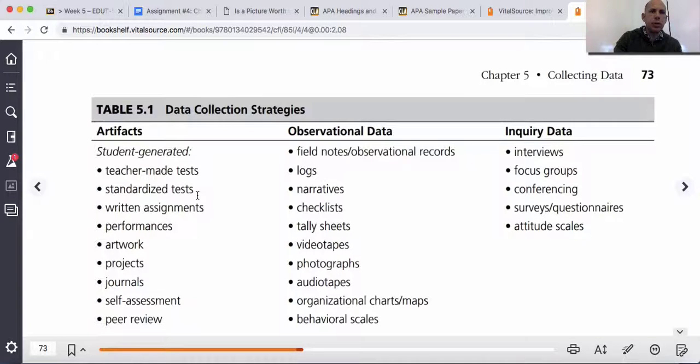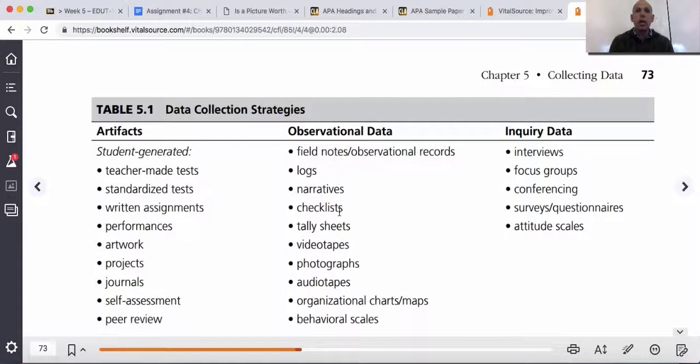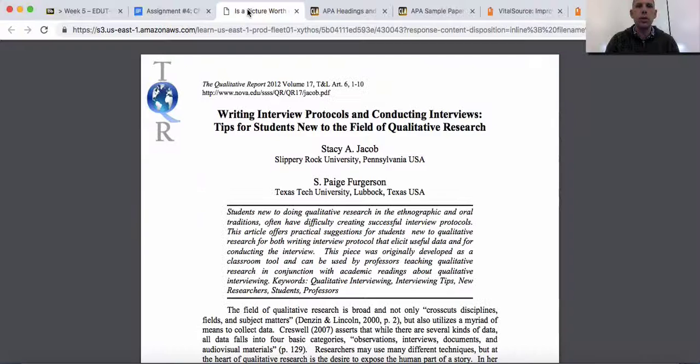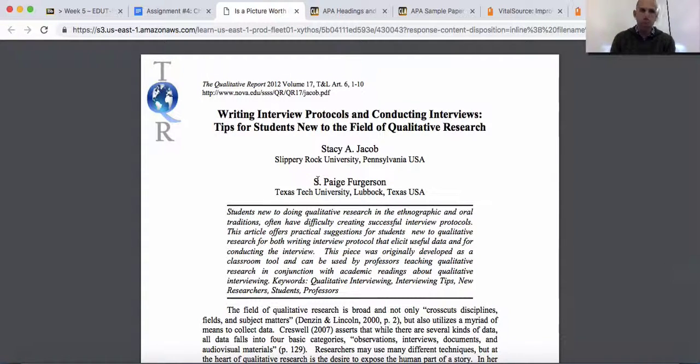Examples of artifacts include artwork, projects. Observational data include photographs that you might take, checklists that you might gather in observing the class. These are more active here. And inquiry data, interviews specifically, are really, really great, as well as surveys. And that gets to the second reading, which is going to be talking about interview protocols.